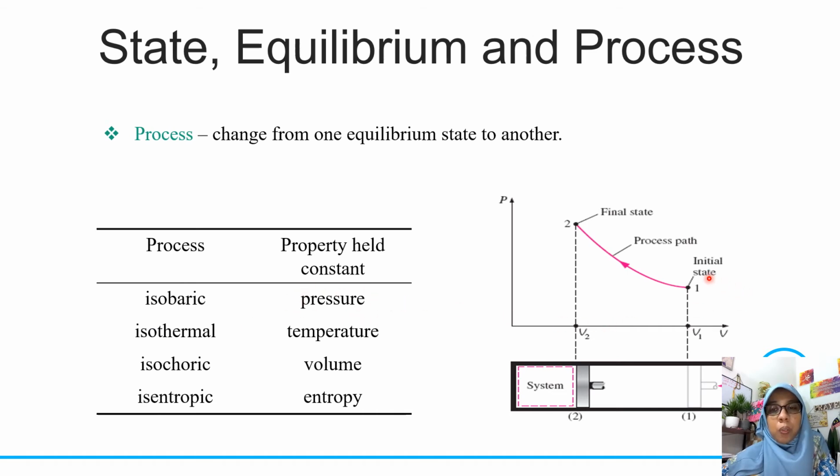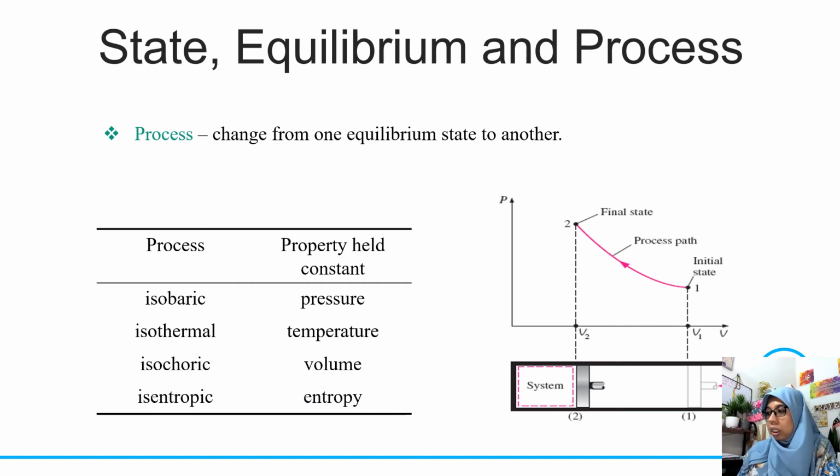Okay, for example, pressure at state 1 is equal to 2. Pressure at final state also is equal to 2. Jadi, itu adalah proses isobaric. Kalau isothermal, dia constant temperature. Temperature tidak berubah. Kalau isochoric, volume tidak berubah. Kalau isentropic, entropi tidak berubah.